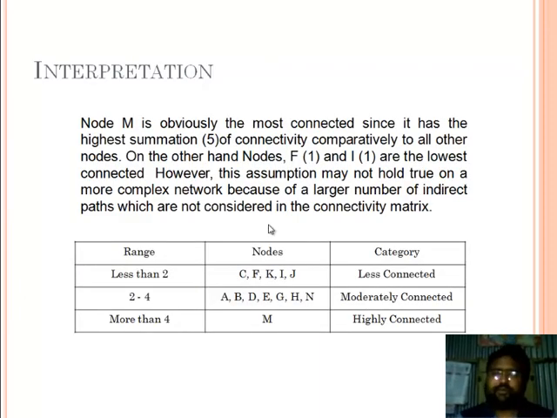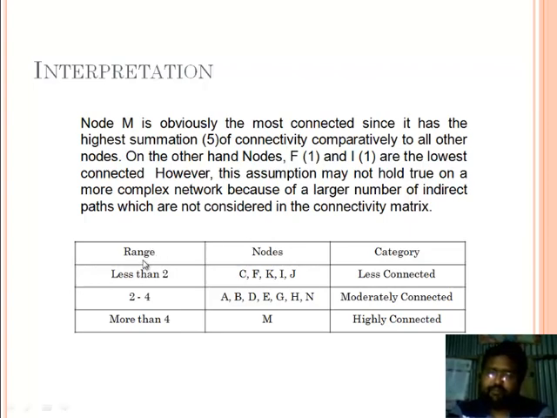Now we will talk about the interpretation, how to interpret. The node M is obviously the most connected since it has the highest summation of connectivity, that is 5, compared to all other nodes. On the other hand, nodes F and I are the lowest connected. However, this assumption may not hold true on a more complex network because of a larger number of indirect paths which are not considered in the connectivity matrix.